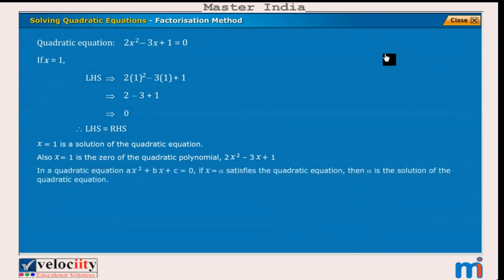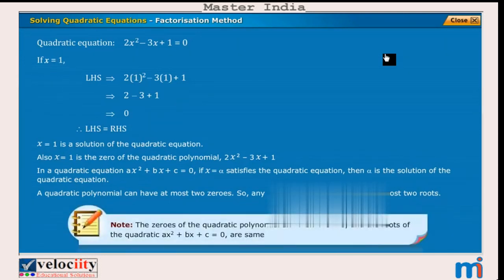In a quadratic equation, ax squared plus bx plus c is equal to 0, if x is equal to alpha satisfies the quadratic equation, then alpha is the solution of the quadratic equation. Already we learned that any quadratic polynomial can have at most two zeros. Similarly, any quadratic equation can have at most two roots, since zeros in the quadratic polynomials are equal to roots in quadratic equations.